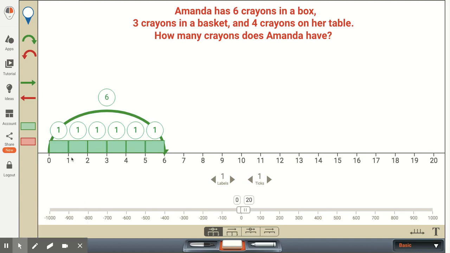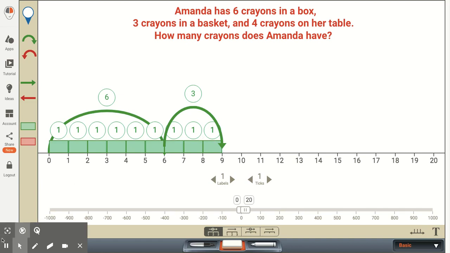So here I'm showing the first 6 crayons, the crayons that Amanda has in her box, starting at 0. And once again, it's important that the students start at 0 and not at 1. So it's 1, 2, 3, 4, 5, 6. So these are the first 6 crayons, and that would bring your first grader to 6. And now I've added the next 3 crayons, so starting at 6, and we're adding 3 more. 1, 2, 3. That brings us to 9.